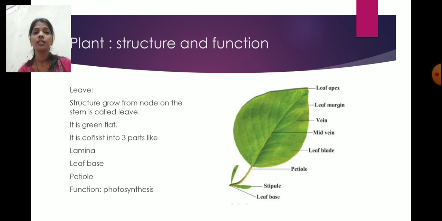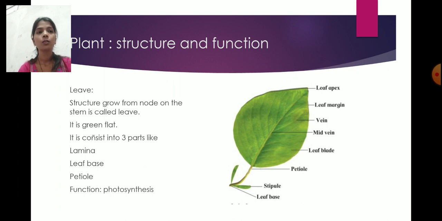Now the next part of the plant, and a most important part of the plant, is the leaf. So what is the leaf? The structure which grows from the node is called the leaf, and this leaf is green in color, flat and soft in structure. If we talk about its structure, it consists of three parts, that is lamina, leaf base and petiole.